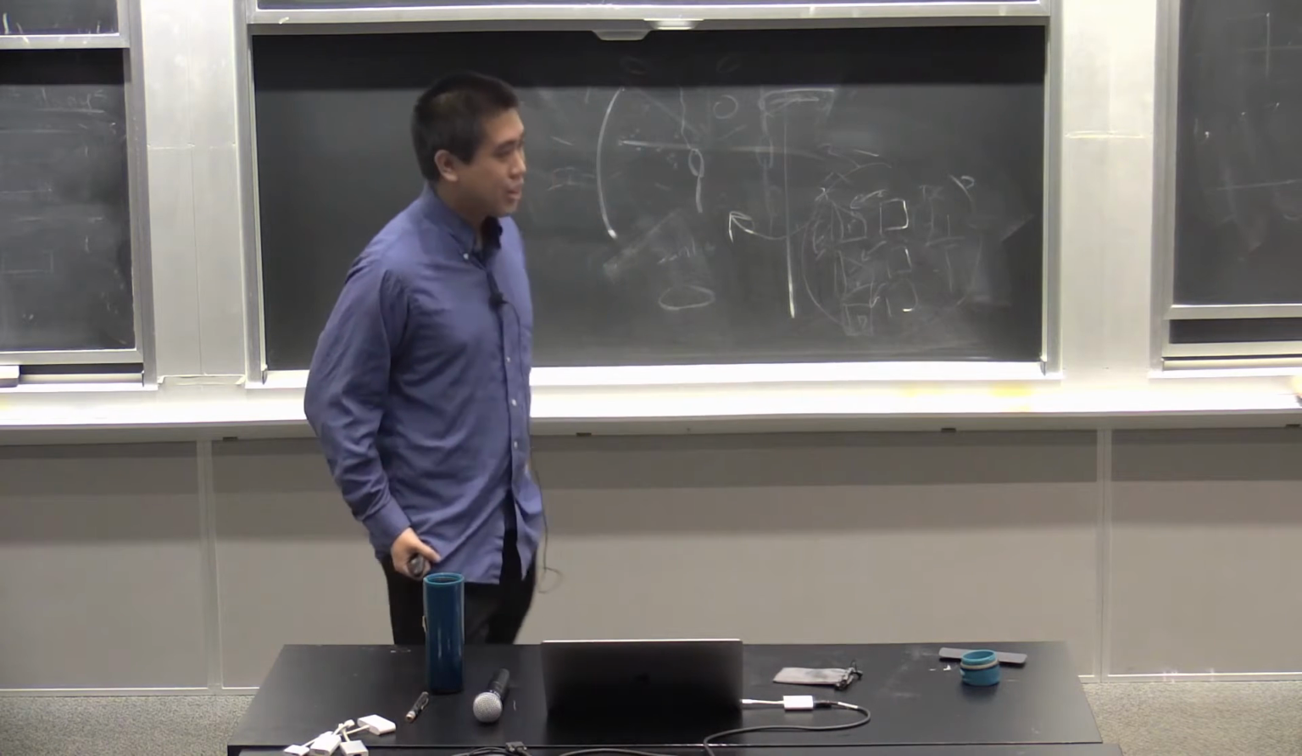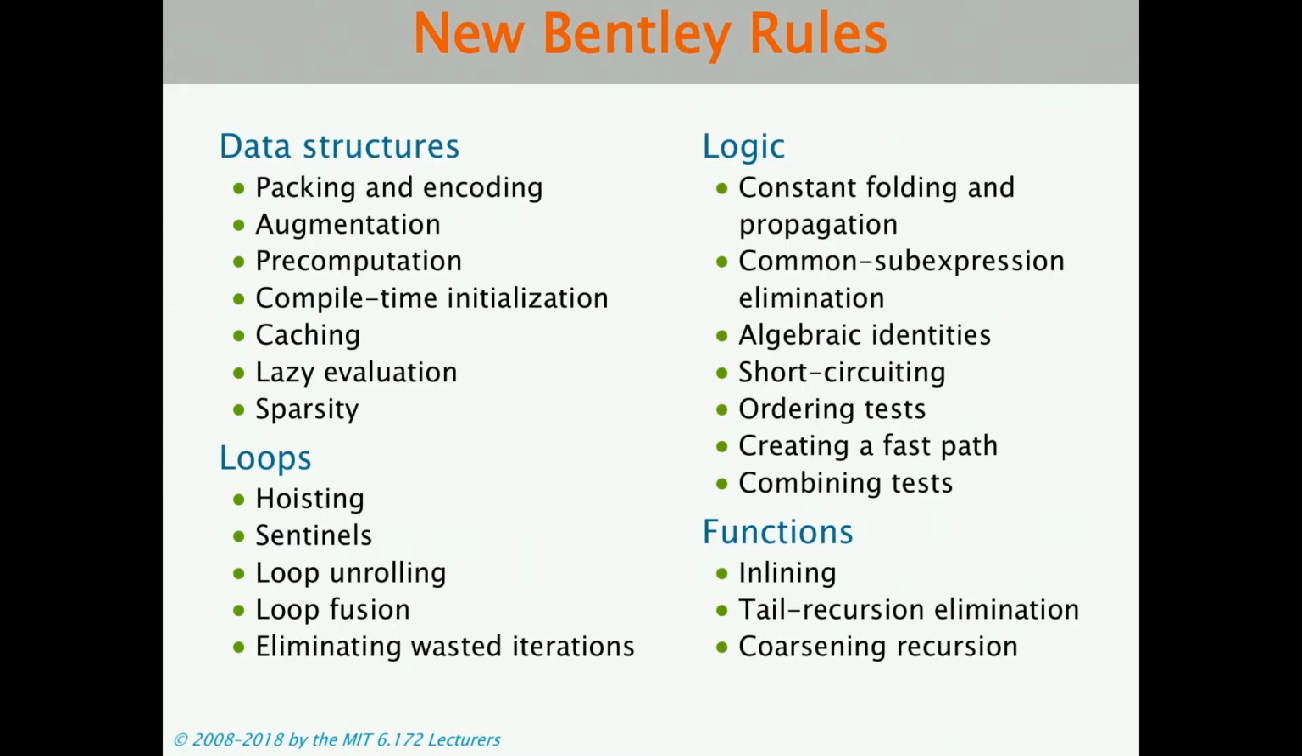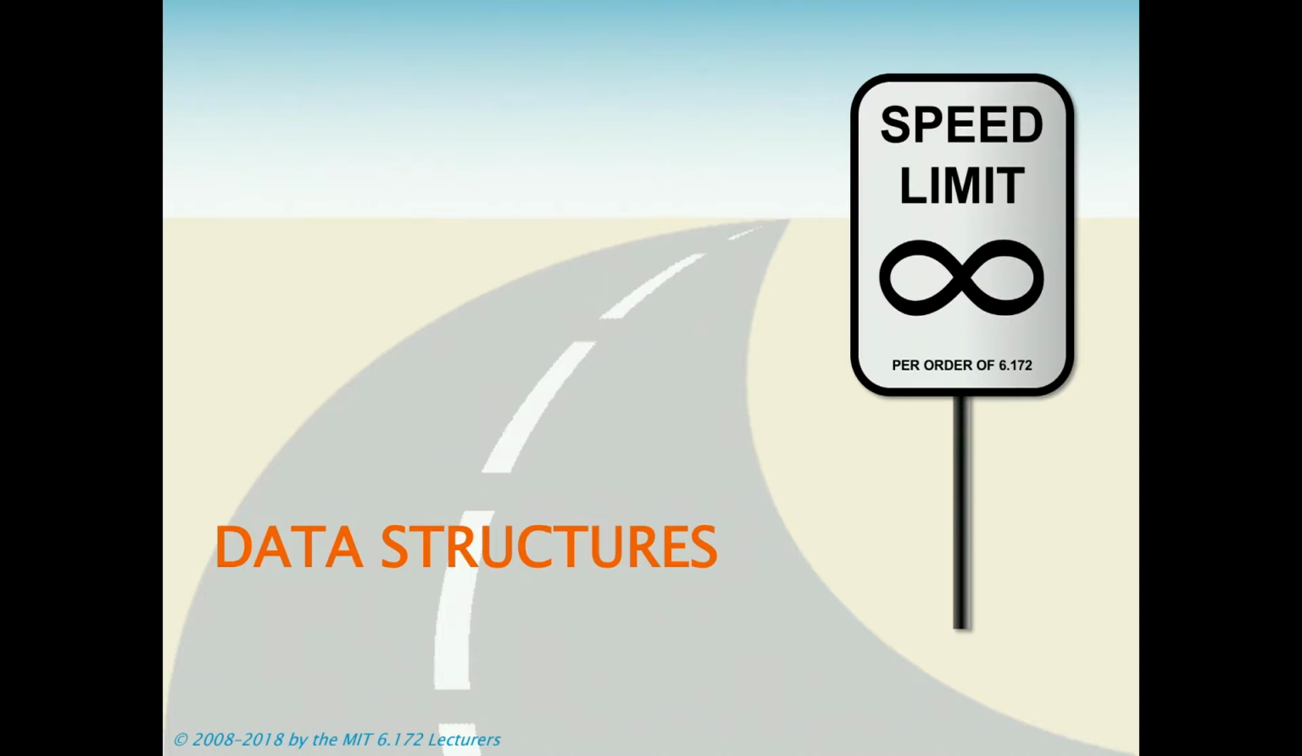Here's a list of all of the work optimizations that we'll be looking at today. They're grouped into 4 categories: data structures, loops, logic, and functions. There's a list of 22 rules on this slide, and in fact, we'll be able to look at all of them today. Today's lecture is going to be structured as a series of many mini-lectures, and I'm going to be spending 1 to 3 slides on each one of these optimizations. All right, so let's start with optimizations for data structures.